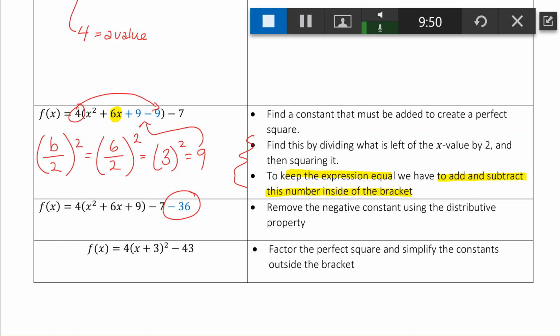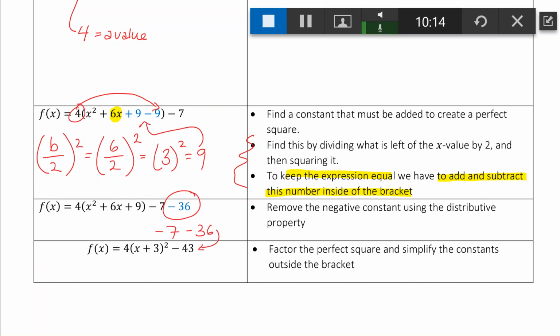So every time you take that subtracted value, whatever your a value is in front, you're going to multiply that, and that's how you get negative 36. And the last step, you're going to do two things in one. You're going to factor the perfect square and simplify the constants outside of the brackets. So the constants outside of the brackets, well, -7 minus 36, that gives you -43.